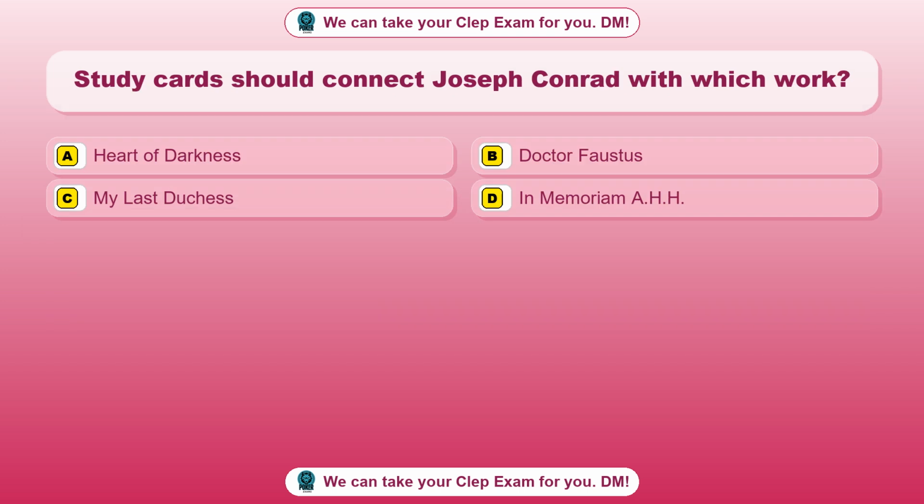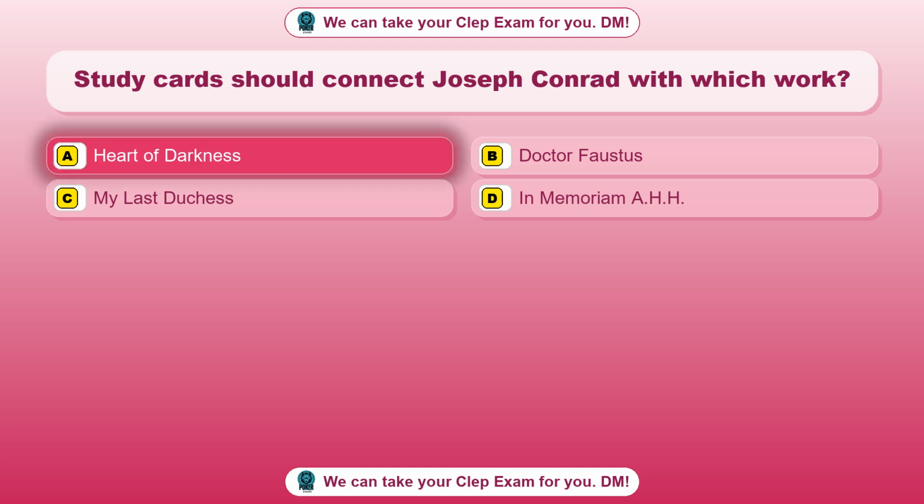Question 26. Study cards should connect Joseph Conrad with which work? Option A, Heart of Darkness. Option B, Dr. Faustus. Option C, My Last Duchess. Option D, In Memoriam A.H.H. The correct answer is option A, Heart of Darkness.